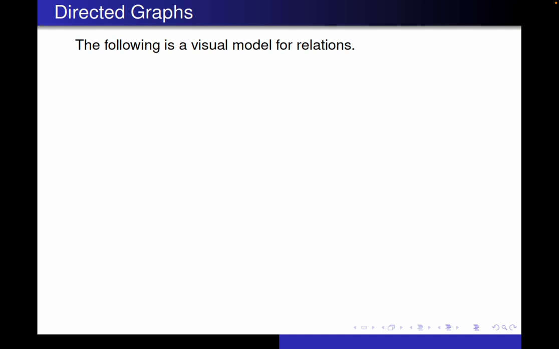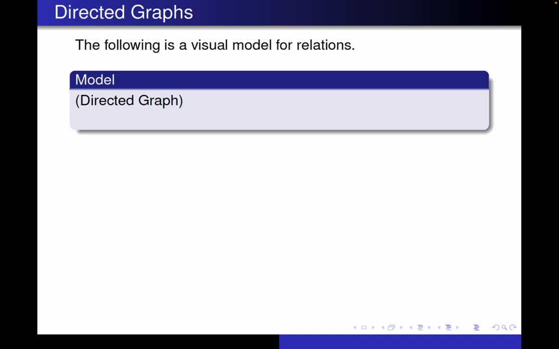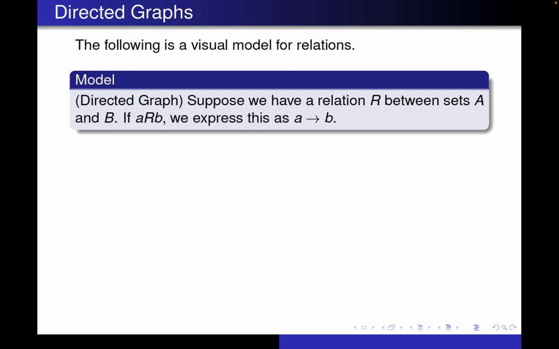All right, so another model for relations, this one works in a very visual way. It's called the directed graph model. If we have a relation R between the sets A and B, and we have two elements a and b that are related, so a is related to b under the relation R, we can express this as a with an arrow pointing to b.